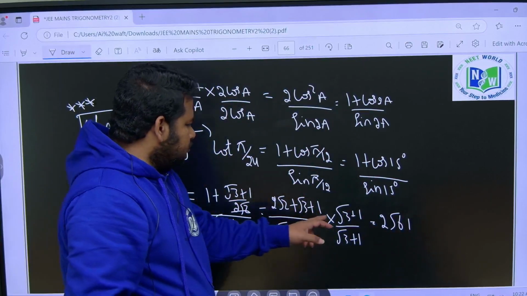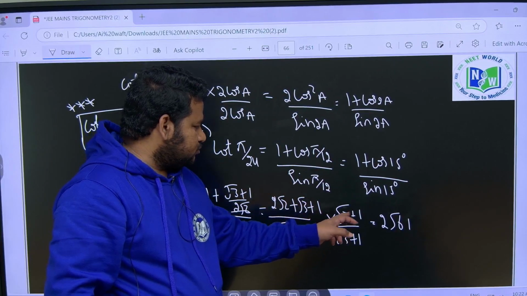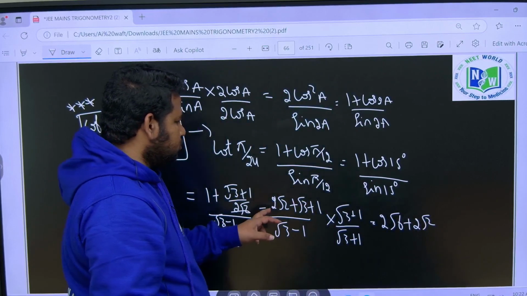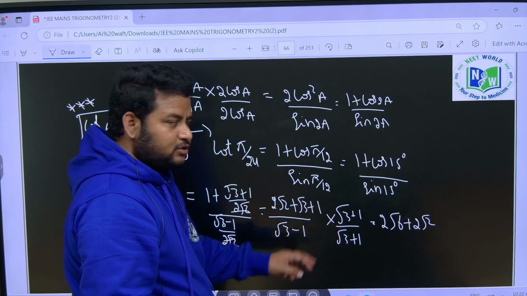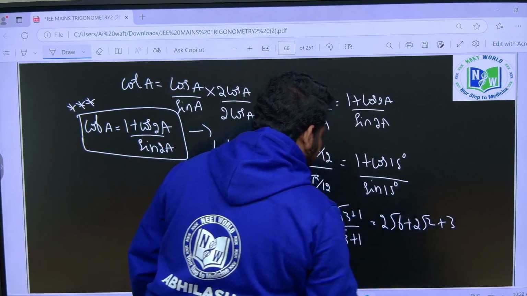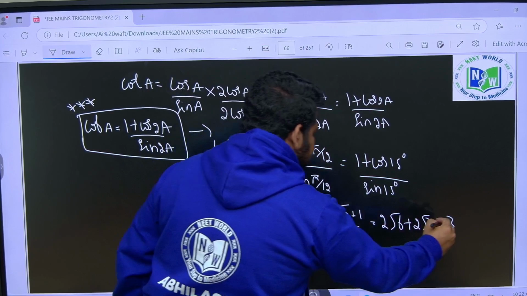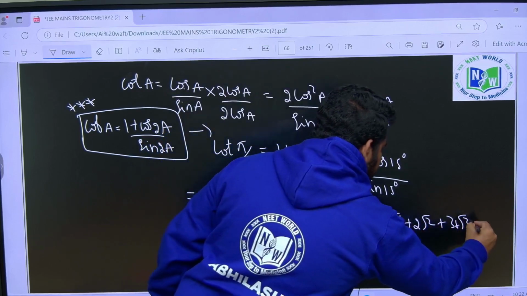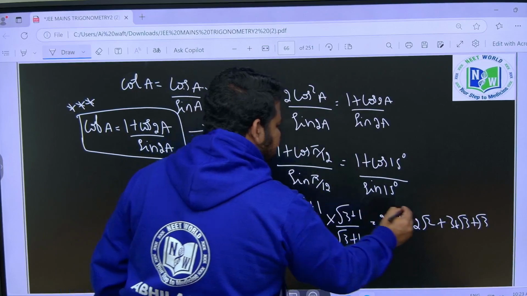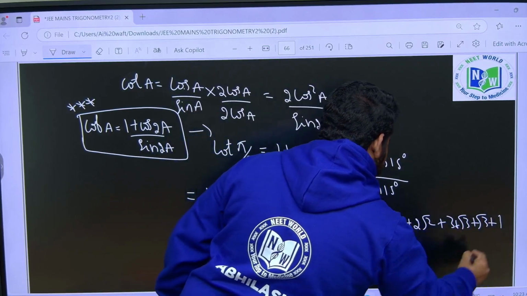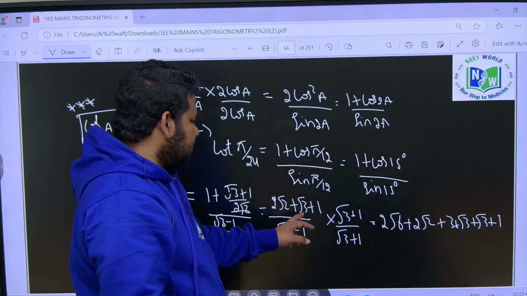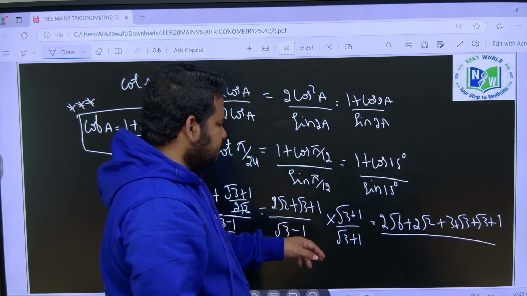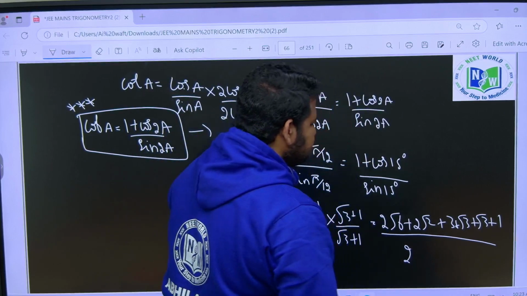See here, 2 into root 3, 2 root 2 into root 3 is 2 root 6, plus 1 into root 3... plus 2 root 2. Got it? Plus 2 root 2 plus root 3 into root 3 is 3. Okay, root 3 into 1 is root 3, plus 1 into 1 is 1. So 1 into root 3 is root 3, 1 into 1 is 1, divided by root 3 square is 3, 3 minus 1 is 2.